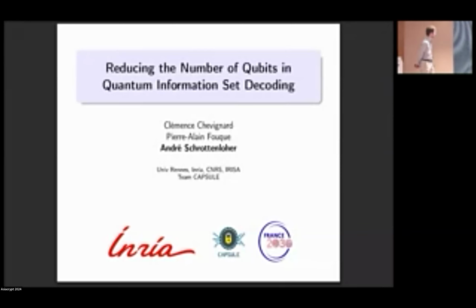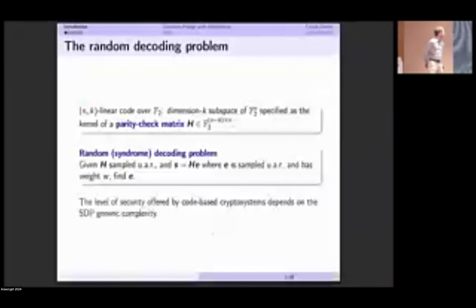I'm going to present this work, which is joint work with Clémence Chevegnard and Pierre-Alain Pouc on quantum information set decoding. Okay, I'm going to jump in very quickly into the problem that we're studying, because it's quite standard, and I'm not doing anything very complicated in code-based crypto here.